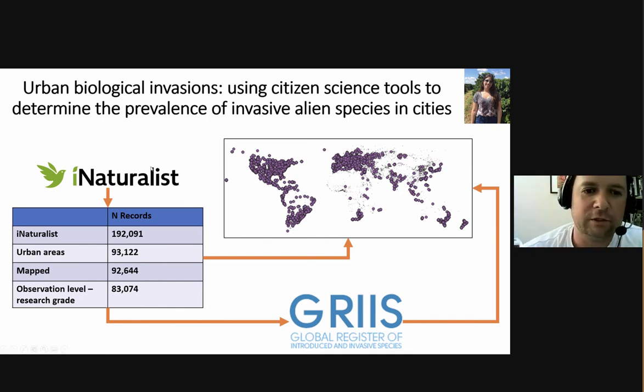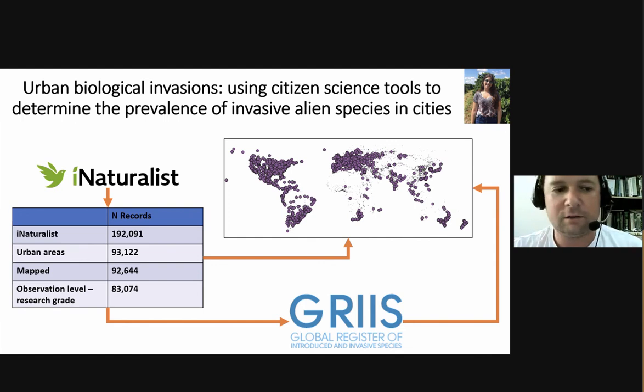And we are working together on this project. And the idea is, we downloaded data from iNaturalist. We got 192,000 records of invasive alien species. These became about 93,000 records for urban areas. So we used some raster files of urban areas around the globe to intersect and crop out the invasive species that were present in urban areas. From these 93,000, 92,000 had latitude and longitude data, and 83,000 of it were considered research grade data. So these are data that have been confirmed by at least two different people. That's the iNaturalist standard for research grade.